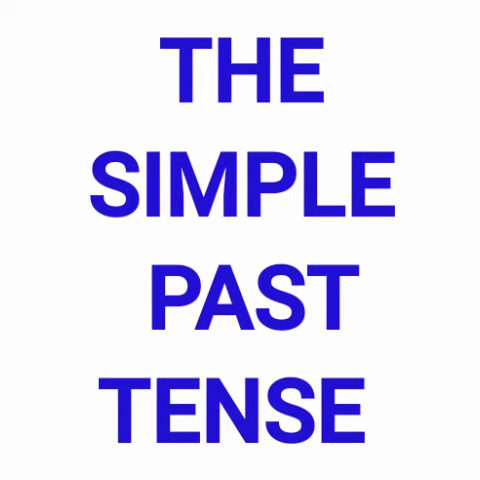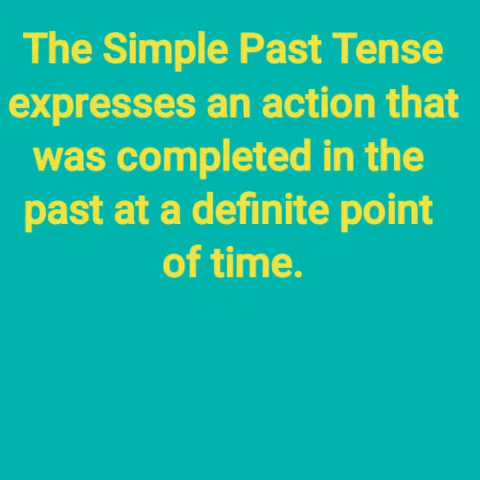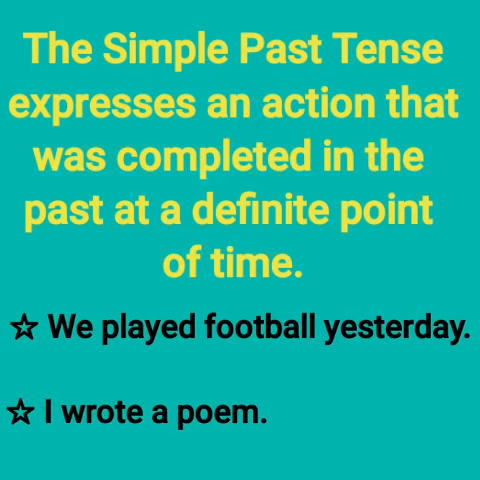The simple past tense. The simple past tense expresses an action that was completed in the past at a definite point of time. For example, we played football yesterday. In this sentence, the verb played tells us that the action took place in the past, that is, yesterday.